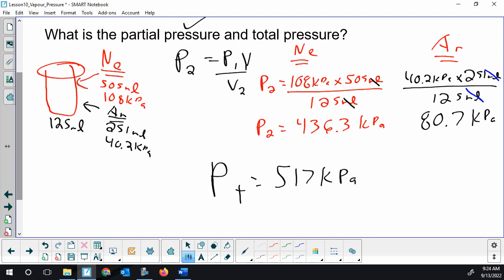I end up being limited to the ones place here when I do the addition, because this number should really only have 3 sig figs, so the ones place. This one would be the tenths. So between the ones place and the tenths place, I keep the ones place.